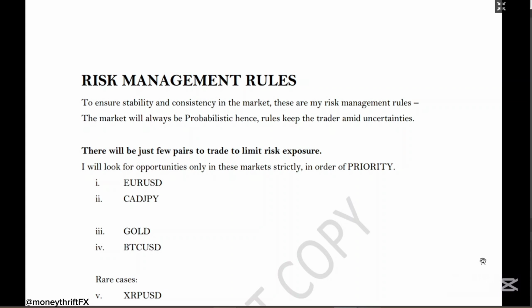All right. So there will be just a few pairs to trade to limit risk exposure. It's listed that I will look for opportunities in these markets in order of priority: Euro USD, CAD JPY, gold, and BTC. So it's actually important that you choose a group of currency pairs, a small collection that you trade most of the time. That's all you trade, right? It's not a rule set in stone. You can still trade others, but it's important that you choose just those few.